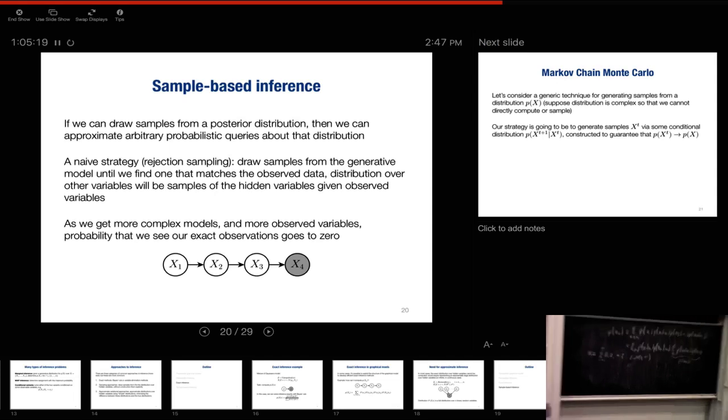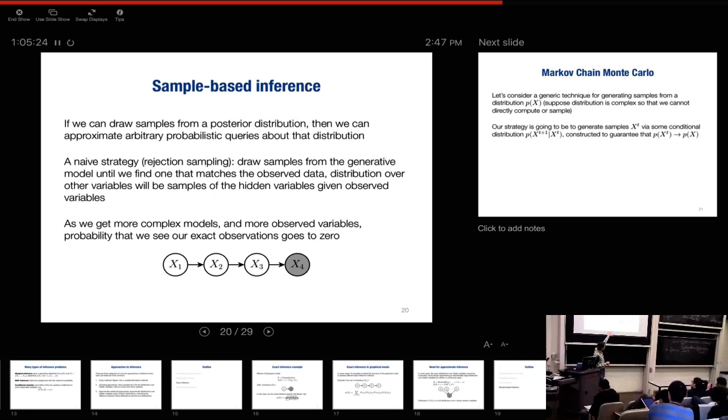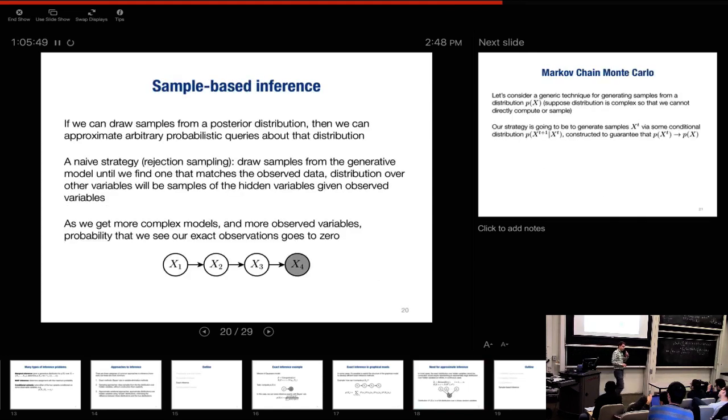Okay, so sampling-based inference. The idea here is that if we have a setting like this, and maybe I can't succinctly describe the distribution over x1, x2, x3, or maybe even better here, maybe I can't succinctly describe the distribution over all the z variables here, other than just enumerating them all. Maybe I can do something a little easier, which is to say I can just try to draw samples from the distribution over these hidden variables, given my observed variable.